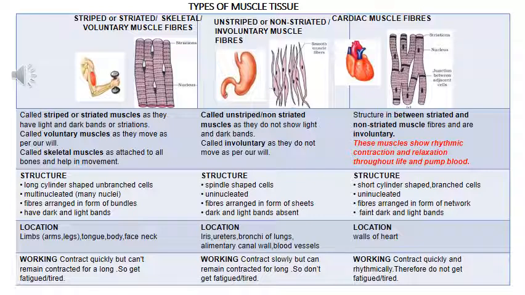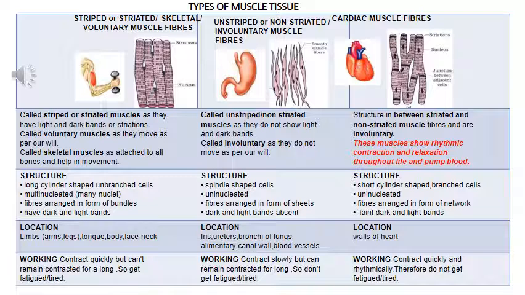Coming back, fibers arranged in the form of sheets, dark and light bands absent. That means no striations. Then we have location: iris in your eye, ureters, bronchi of lungs, alimentary canal, that is your stomach wall, blood vessels. Working: contract slowly but can remain contracted for long. So they don't get fatigued or tired. They contract slowly, but here they do not get tired.